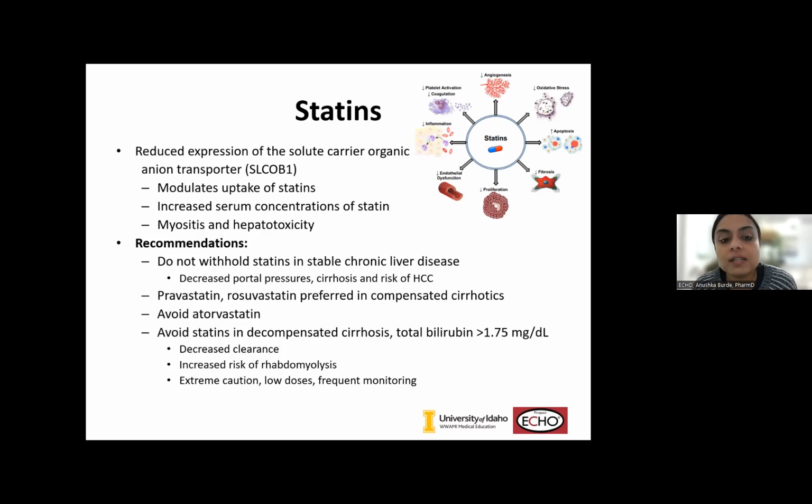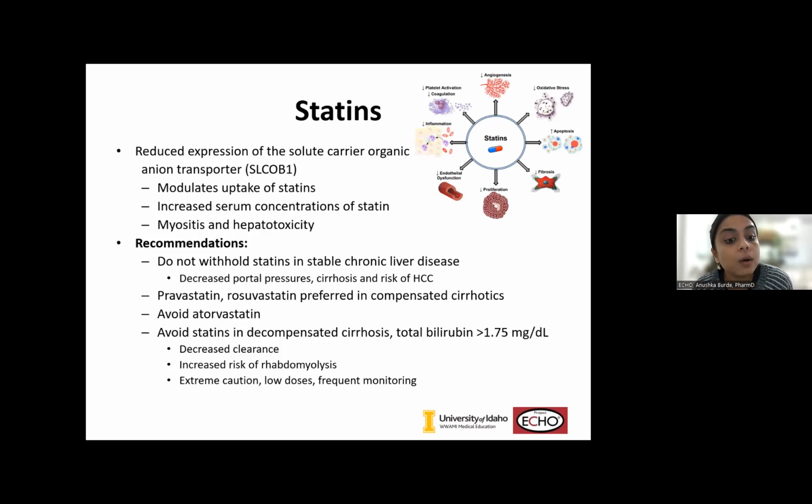So the recommended statins would be pravastatin and rosuvastatin, which are not metabolized through the liver as much as atorvastatin, simvastatin and lovastatin. So in your patients, I think you would be okay recommending something like pravastatin or rosuvastatin if they have liver disease. You want to maybe avoid medications such as atorvastatin, lovastatin and simvastatin, as I mentioned before, because those three statins are pretty heavily metabolized through the liver.